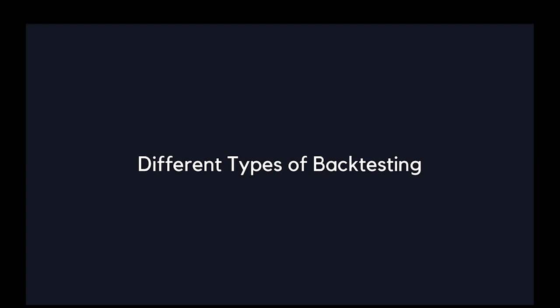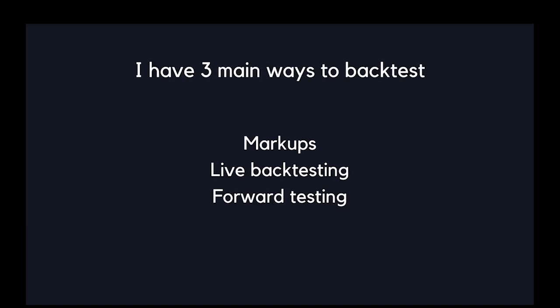There are three different types of backtesting that I carry out, and they all have different uses. So before we get into the processes, we're going to talk about what these different types of backtesting are and how we complete each different one. So the three main ways to backtest for me are, first of all, markups, second of all, live backtesting, and third of all, forward testing.